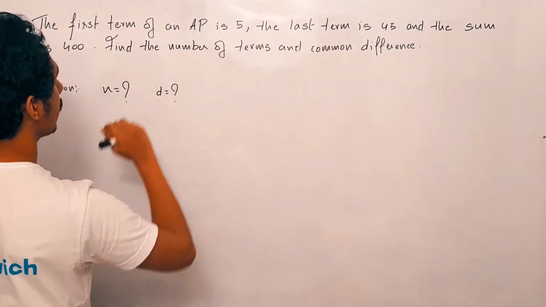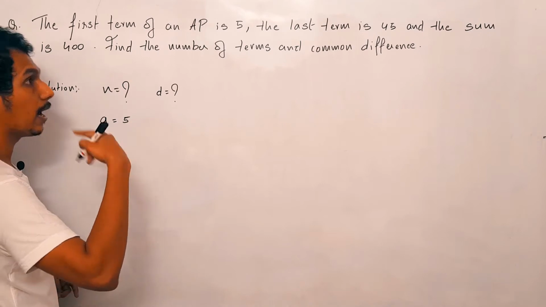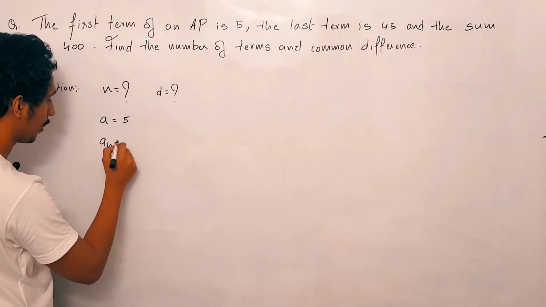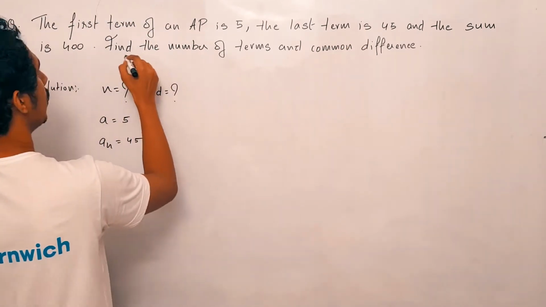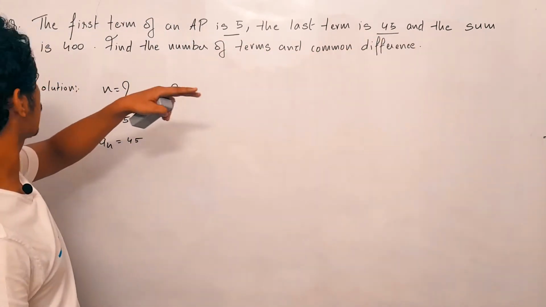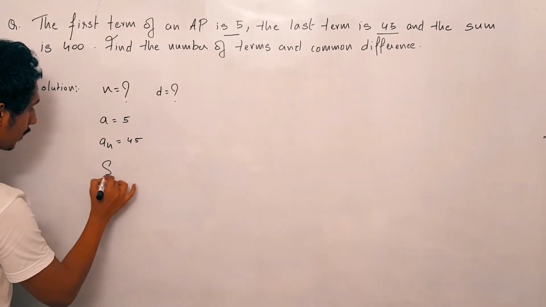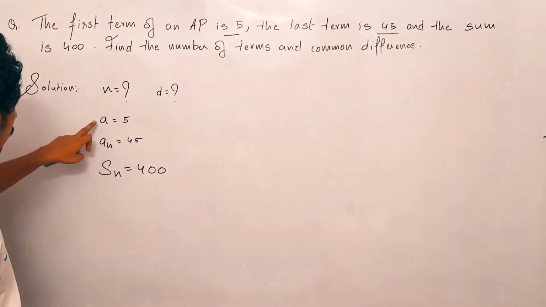The first term of an AP is 5, so the first term is given and the last term is also given. An is 45. The first term and last term, 5 and 45, are given. And the sum is also given, Sn, 400. So does it ring a bell?